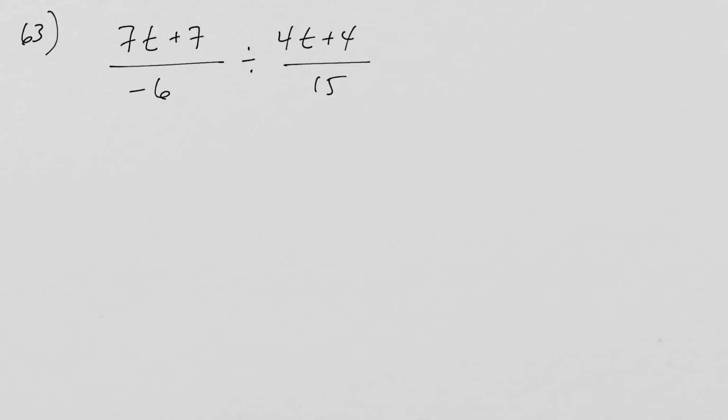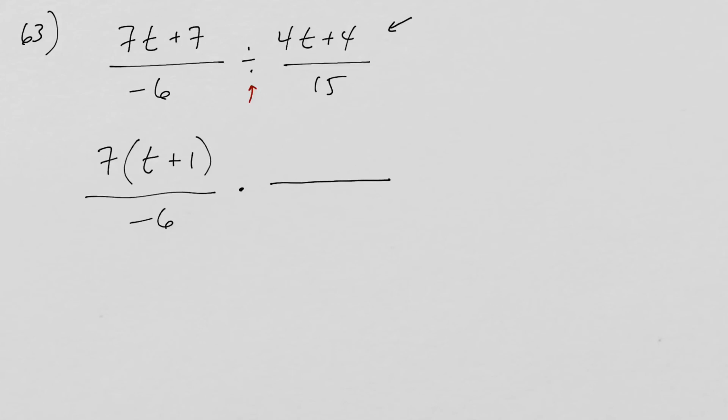Okay, so I know a couple of things. I know I'm going to have to factor in order to cancel. I also know I'm going to change this to a multiplication by flipping the second fraction upside down. So let's factor the top left. I take out a 7, and I'm left with t plus 1. I change this to a multiplication, and now I'm going to factor this, but I'm going to put that in the denominator. So I have a 4t plus 1.